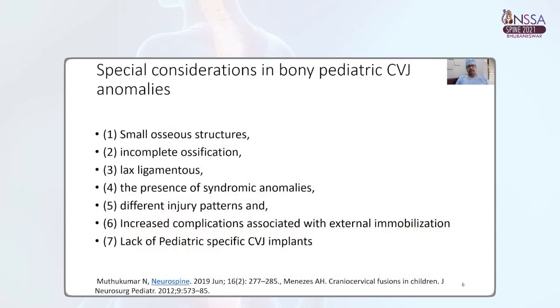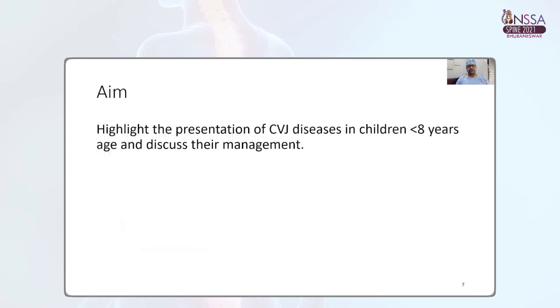As far as bony pediatric CVJ anomalies are concerned, the main considerations are the small osseous structures, incomplete ossification, lax ligamentous structures, presence of syndromic anomalies, different injury patterns, increased complication rate associated with external immobilization, especially halo, and even for that matter, use of something like Philadelphia collar. We do not have implants which are specific for pediatric CVJ anomalies. I think that is one of the biggest challenges, and I would show it in my presentation further.